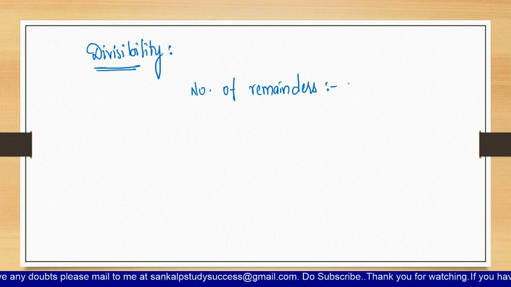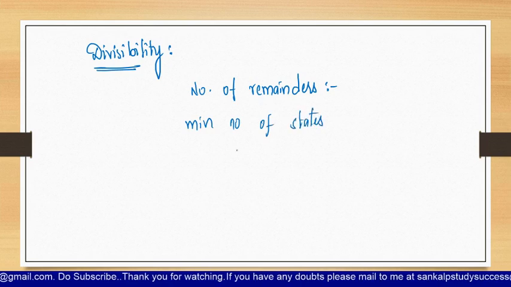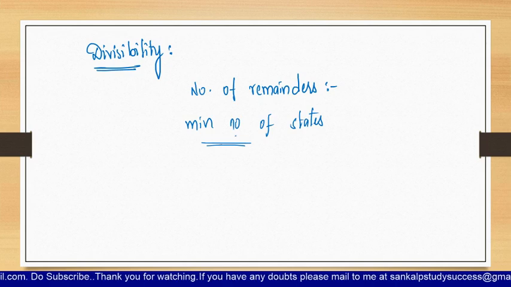Only 2 remainders you will get. If it is divisible by 3, then you will get 3 remainders, 0, 1, 2. In the same way, if you take a number divisible by 5, then you will get 0, 1, 2, 3, 4. That means you will get 5 remainders. So the number of remainders will be the minimum number of states. That means however many remainders you get, that many minimum states should be considered in order to draw the DFA. You can take more than the minimum number of states also, but if the number is divisible by 3, the minimum number of states should be 3 for sure.